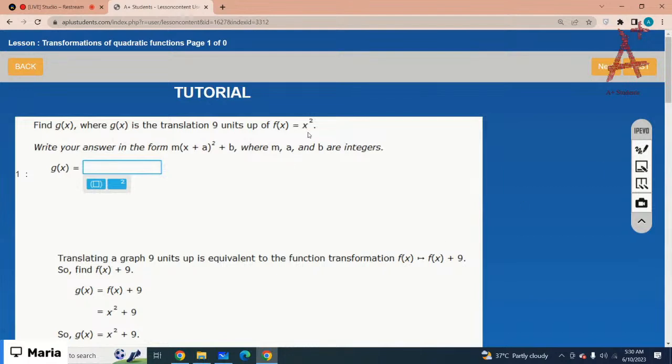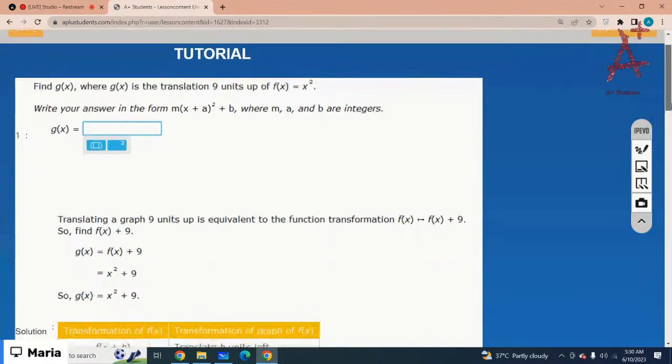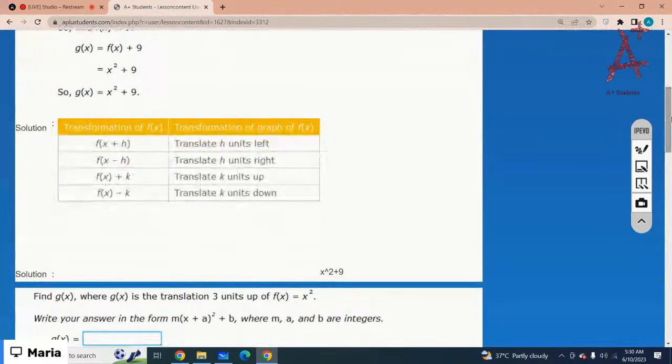The original function is x squared. When you have to translate the function 9 units up, you have to add 9 to the function. The function is x squared, so it would be x squared plus 9. Here is the table. You can keep it in your mind when performing the transformations.